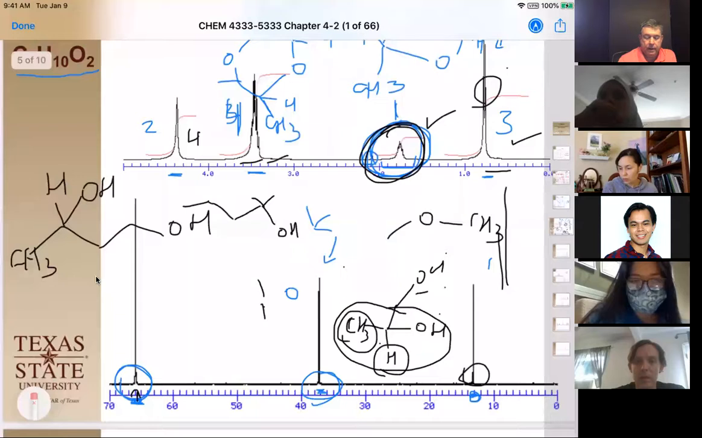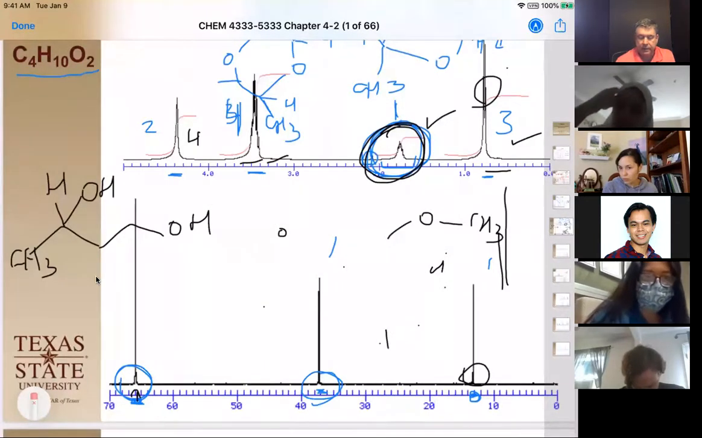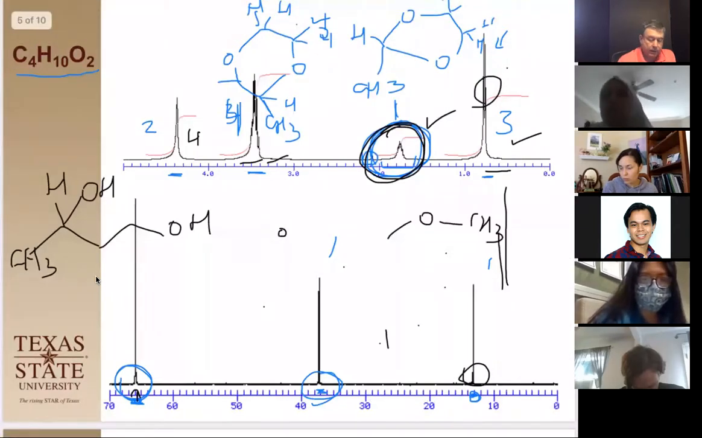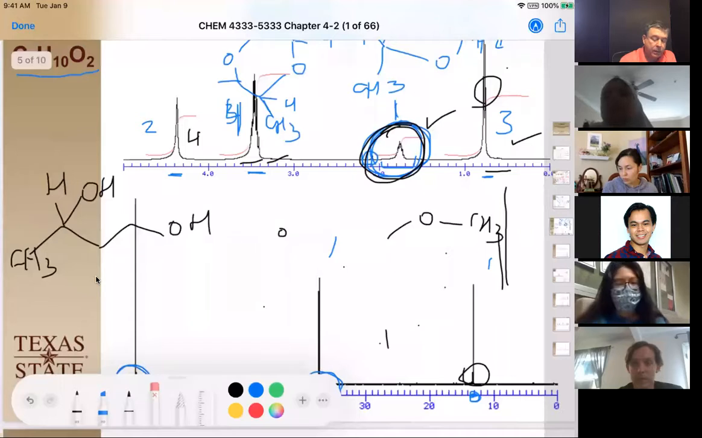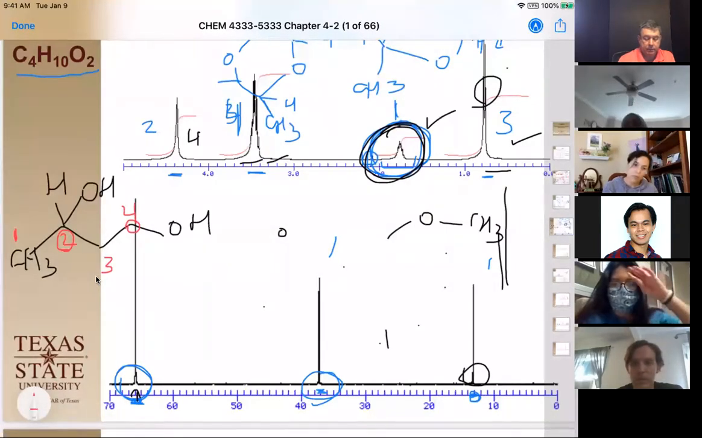Okay, now, that being said, let's see if this fits our system here. All right, so how many different types of non-equivalent hydrogen carbons do we have? We have 1 carbon, 2 carbons, 3 carbons, 4 carbons. They're all different. This carbon and this carbon are going to be most alike.